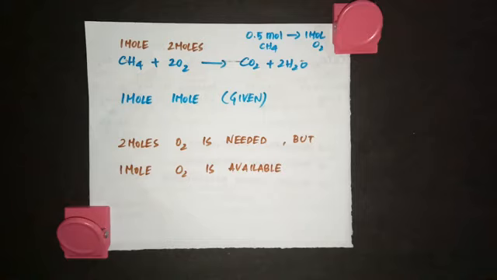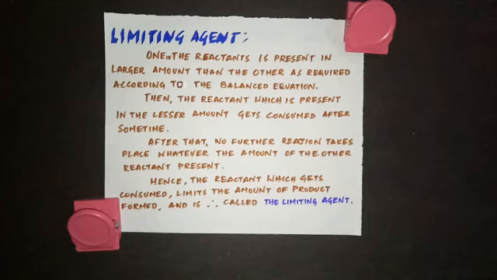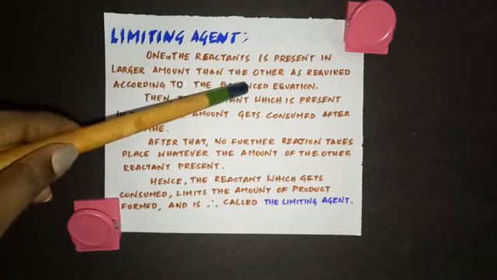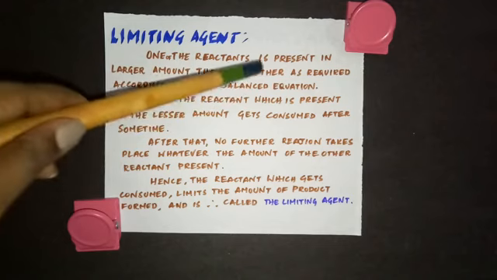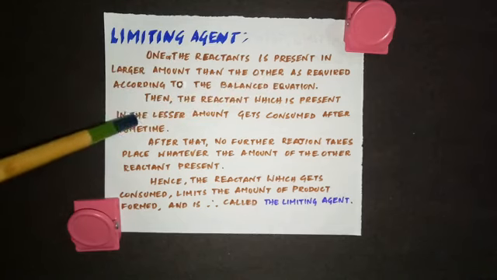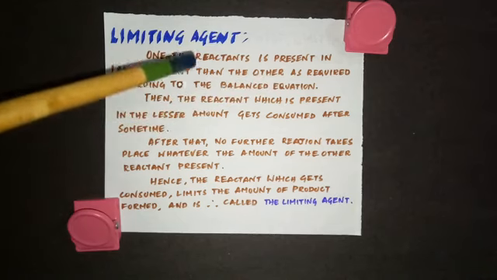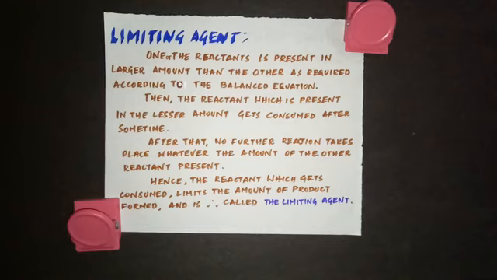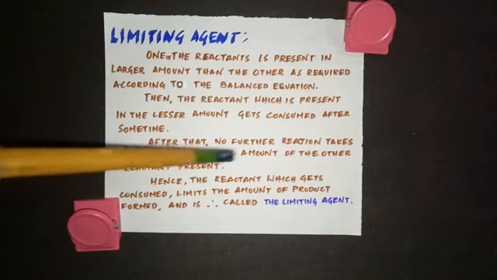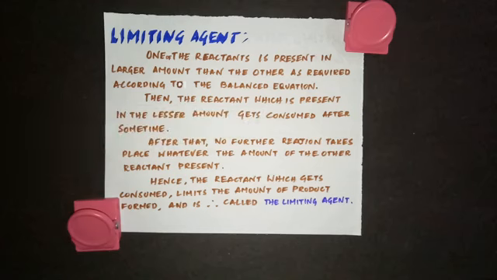Now we will get back to the definition. Now look here, one of the reactants is present in larger amount than the other as required according to the balanced equation. Or you can say the reactant which is present in lesser amount than required by the equation. So the one which is present in the lesser amount gets consumed after some time. After that, no further reaction takes place, whatever the amount of the other reactant present.